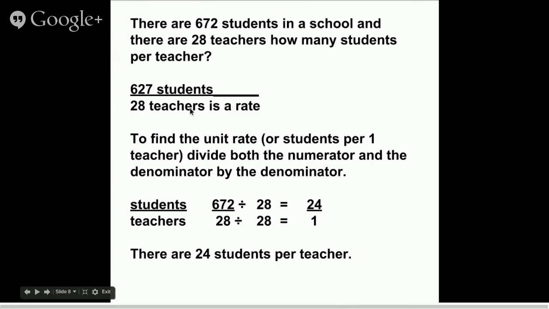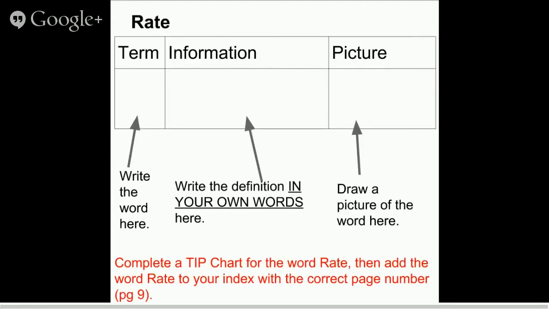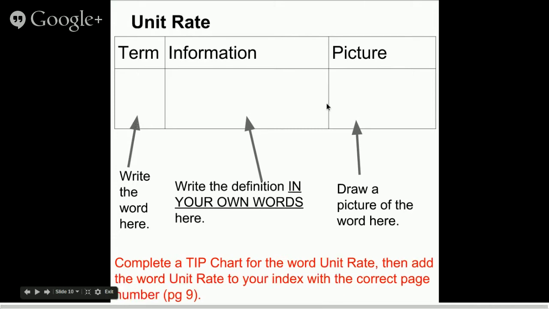Okay. So there are 672 students in a school, and there are 28 teachers. This is just a rate. To find the unit rate, you got to divide both the numerator and the denominator by the denominator. So you got 24 students per 1 teacher. That seems pretty easy. So let's make a tip chart for the word rate and then a tip chart for the word unit rate. Do both of these tip charts now. Go ahead and pause it.